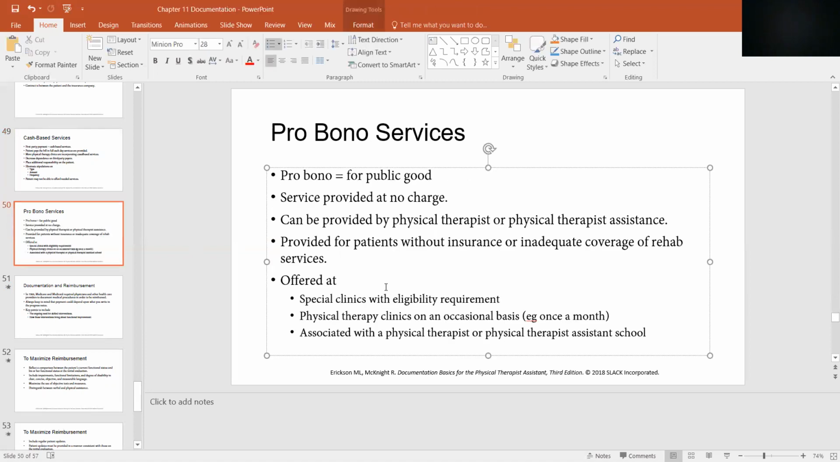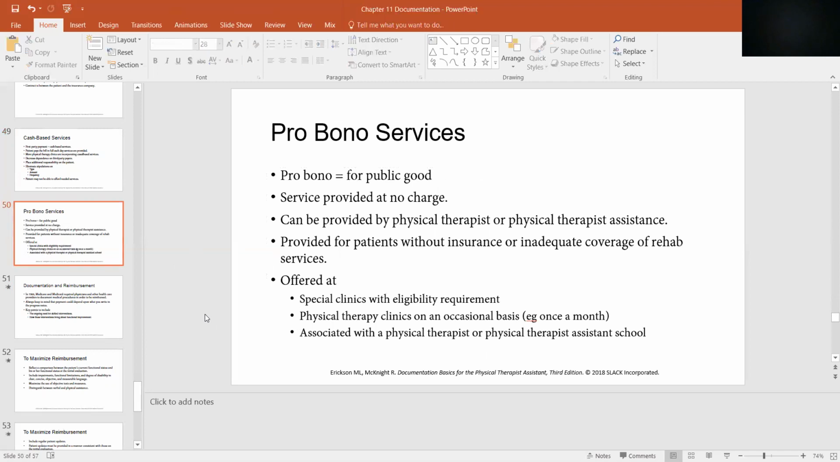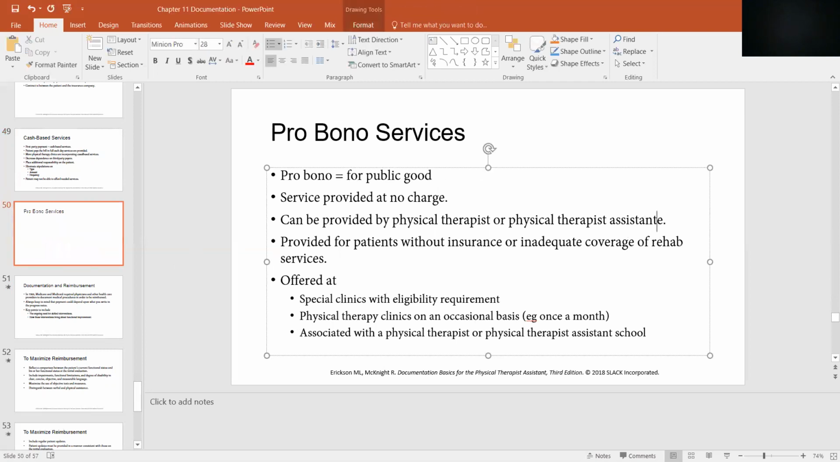Your pro bono services are for the public good. It's service provided at no charge. It can be provided by a physical therapist or physical therapist assistant. So, typo on the PowerPoint's part. It's provided for patients without insurance or inadequate coverage for rehab services. And there are some specialty clinics. There can be PT clinics, and then they can be associated with a physical therapist or physical therapist assistant school. I think UNMC at one time had a pro bono clinic, and they might still have it at this time for physical therapy.